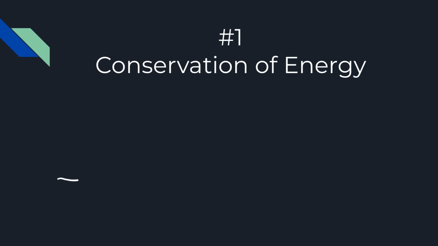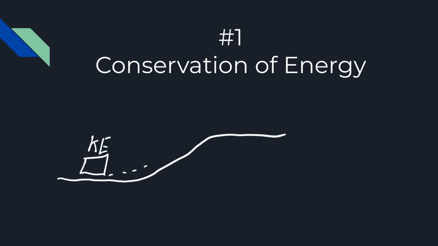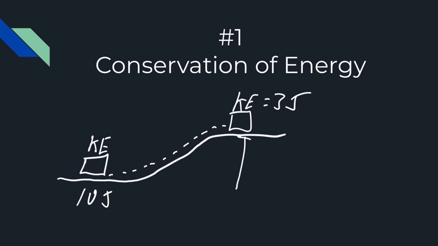For example, let's say you have a mass moving up a ramp. Let's say a mass is moving at a certain speed down here. It has kinetic energy down here. Let's say you calculate it and you get 10 joules, for instance. And it goes up a ramp, and up here it slows down. Let's say you calculate the kinetic energy to be 3 joules. Well, you know that it must have gained a potential energy of 7 joules.